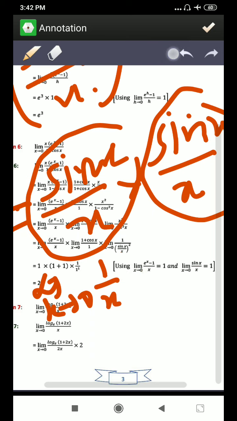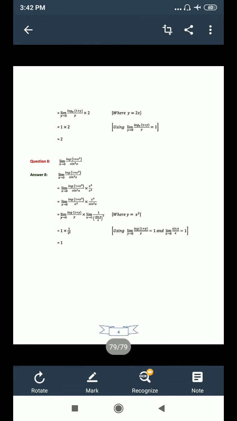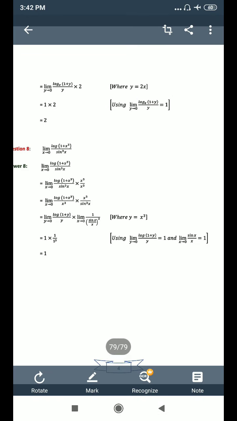It is given limit x tends to 0, log of 1 plus 2x upon x. So what we'll do, we'll multiply by 2 in the numerator and 2 in the denominator. Now this limit is actually equal to 1. So 2 would be the answer of this question. Need not replace 2x by y, you can directly use it as far as this thing tends to 0. This is the last question of this exercise.